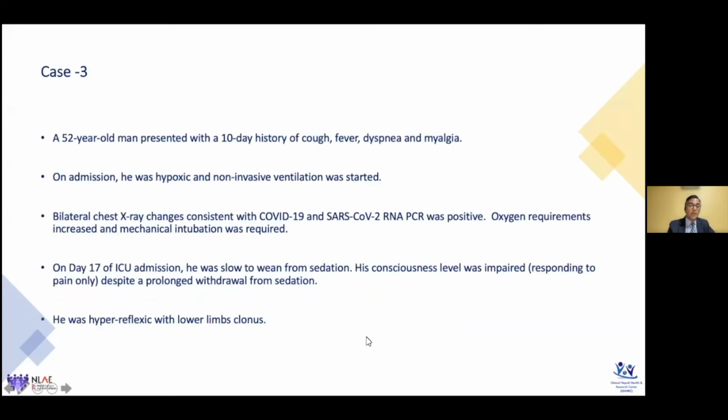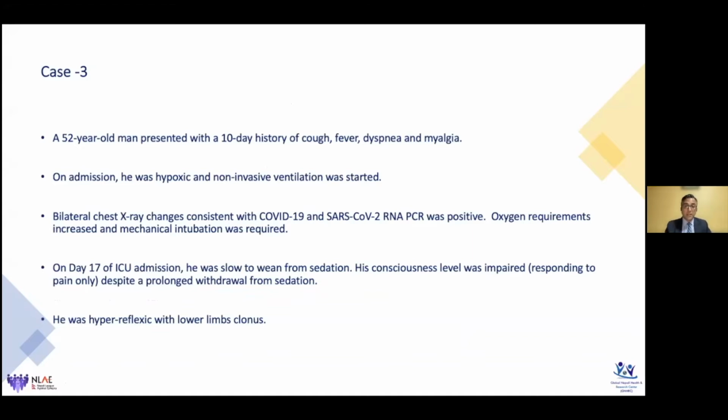So case 3, a 52-year-old man presented with a 10-day history of cough, fever, dyspnea, and myalgia. On admission, he was hypoxic and non-invasive ventilation was started. Bilateral chest X-ray was consistent with COVID-19, and coronavirus RNA PCR was positive. Oxygen requirement increased and mechanical intubation was required.